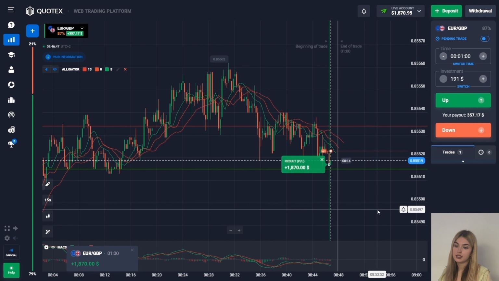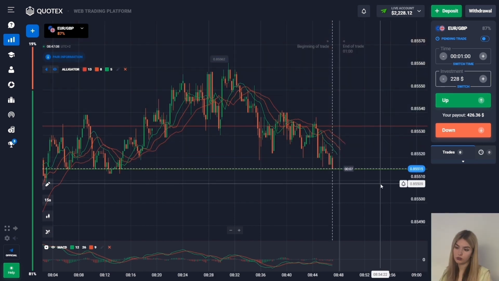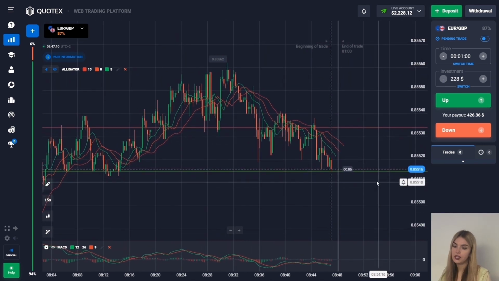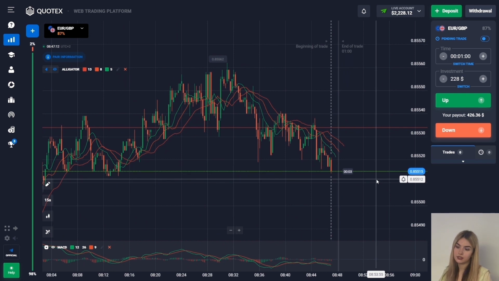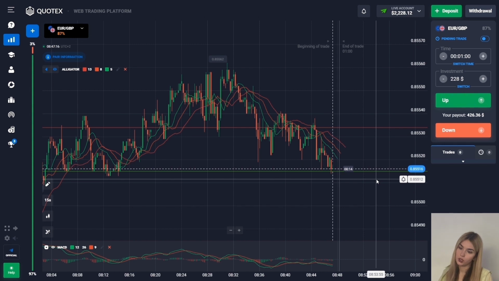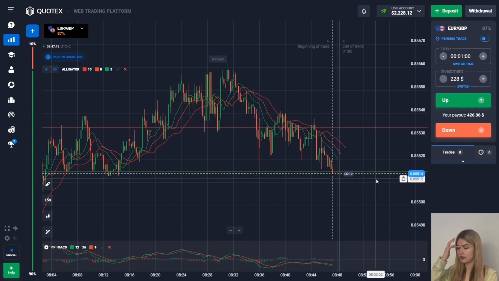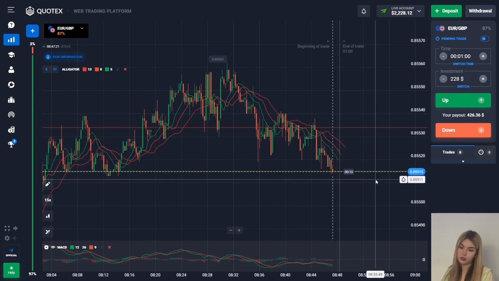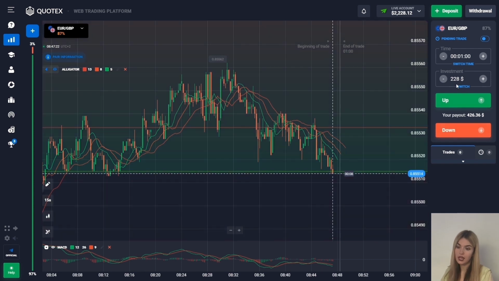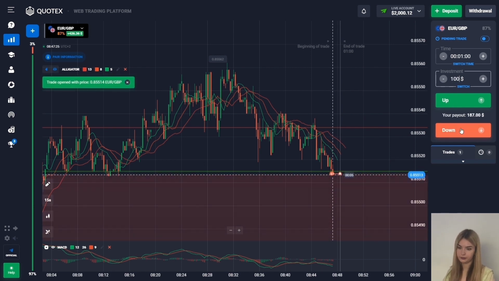And we see that the price continued to move and we earned. Further, the scenario of the previous deal remains relevant as the price continues to go down beyond the support level. The moving averages of the indicator are moving away from each other and the main MACD line goes even lower than the signal line. So I go down with $2,228. The time is 1 minute.